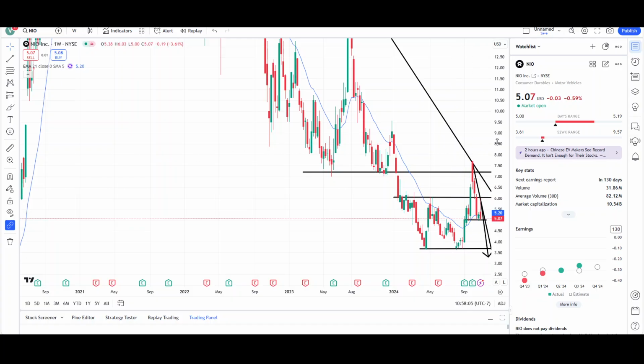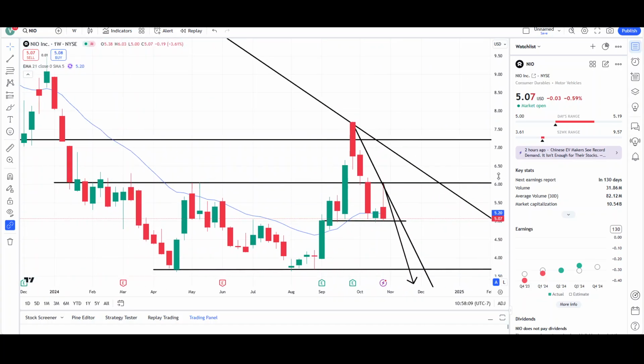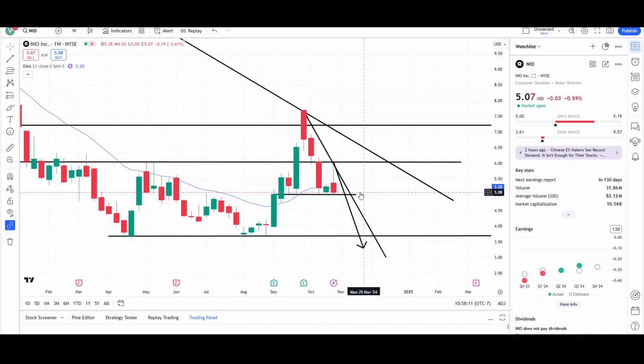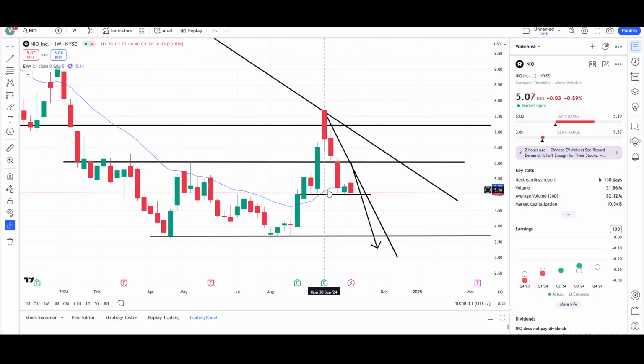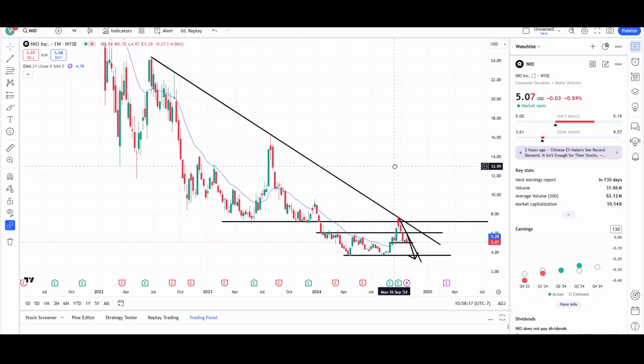Let's take a look at the weekly chart. Definitely a strong rejection this week, and most likely it's going to be closing red. Not a good looking candle. It looks like a very strong bearish candle. And overall, the trend is down. Price is making lower lows, lower highs.